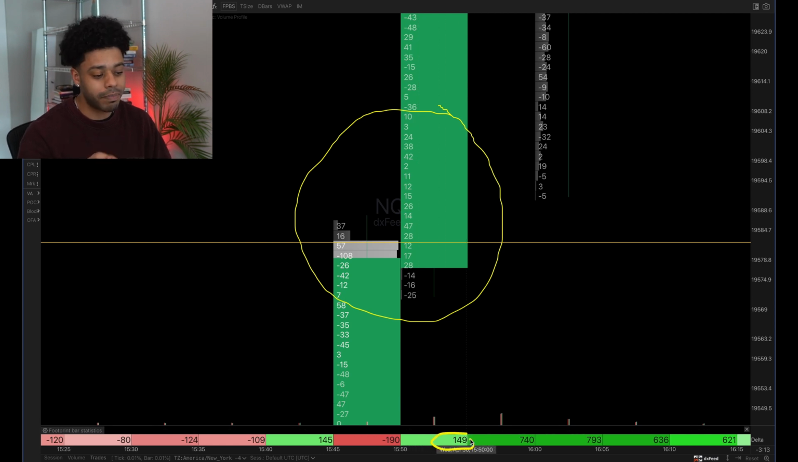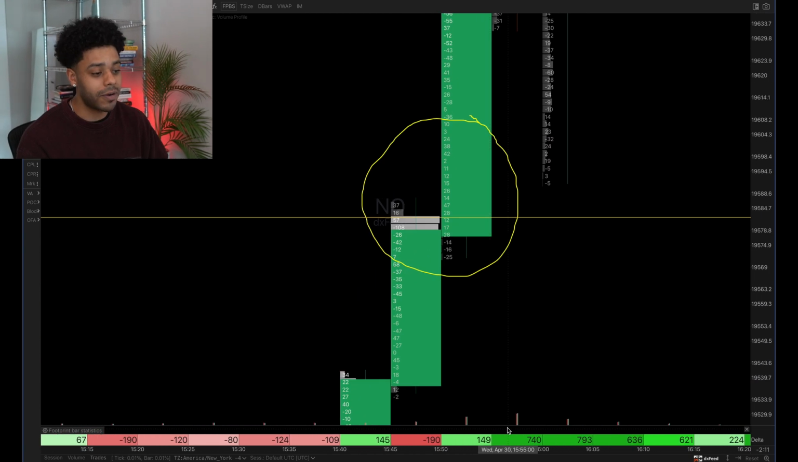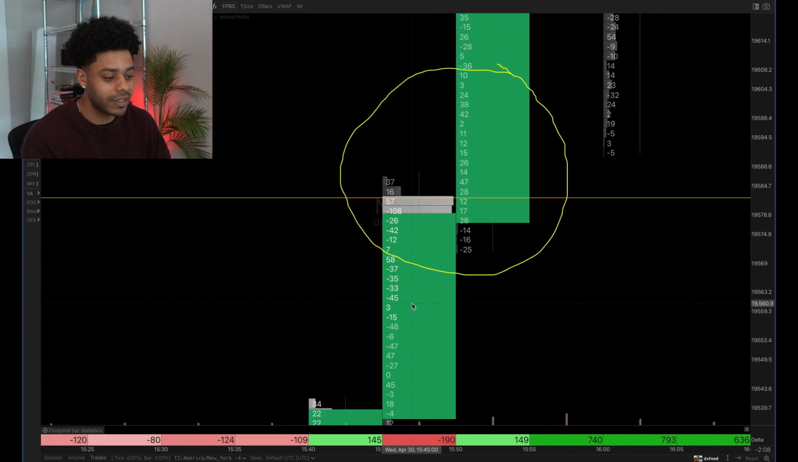This has a delta of positive 149. That lets us know this candlestick had more aggressive buying than aggressive selling. You can see in the next candlestick over, Delta got a lot more aggressive. Now, we changed the actual footprint chart sticks to Delta. So what does that mean? This is going to let us know the delta at each specific price level.